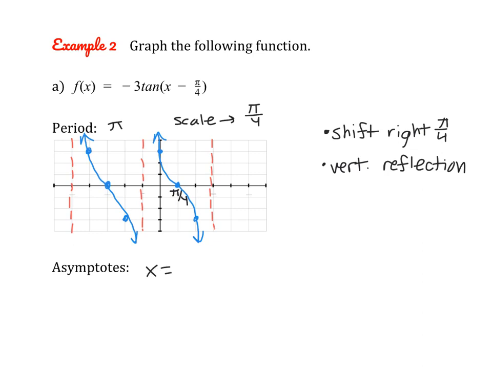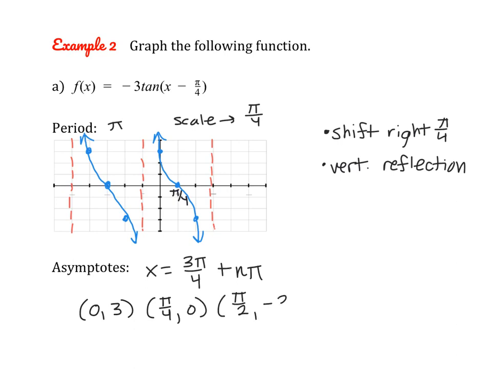Okay, so our asymptotes here will start, we pick any place to start, so we can say x equals 3 pi over 4. So I picked this asymptote, but you can use any of the asymptotes, and it's going to repeat every pi units, so we can say plus n pi. And then we can also look at our graph and determine a few coordinates. So we do have a coordinate at 0, 3, pi over 4, 0, and then pi over 2, negative 3. And there you have it.